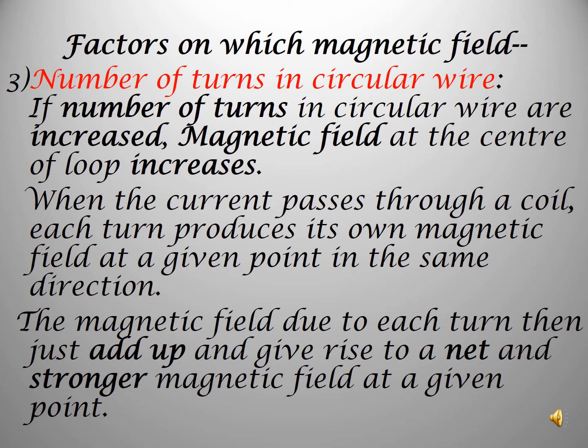When the current passes through a coil, each turn produces its own magnetic field at a given point in the same direction. The magnetic field due to each turn then just adds up and gives rise to a net and stronger magnetic field at a given point.